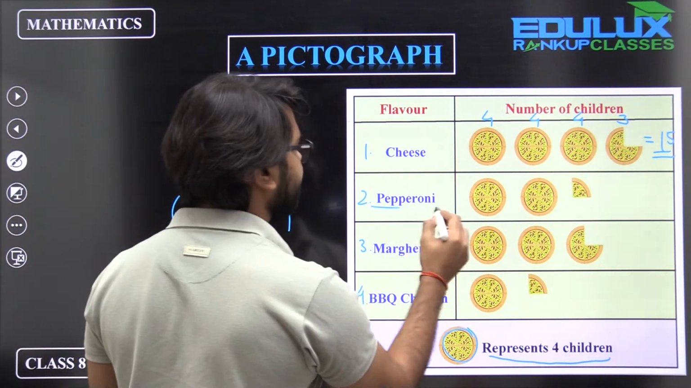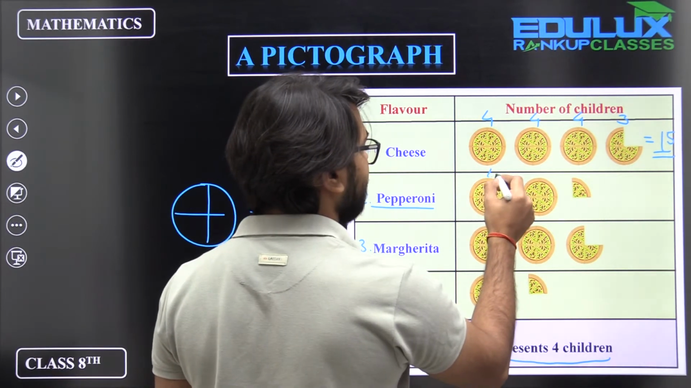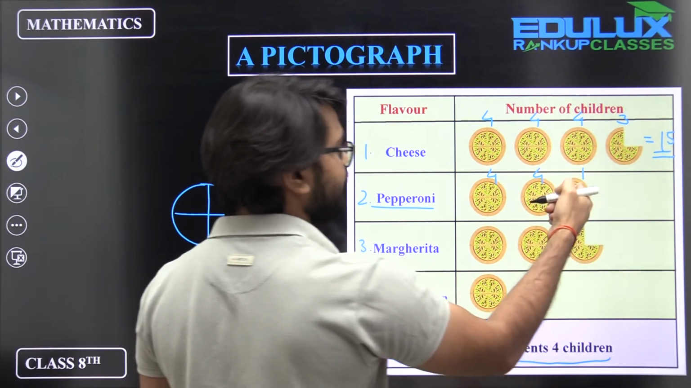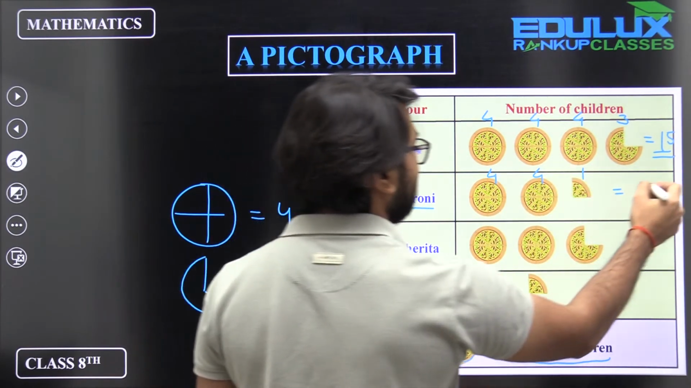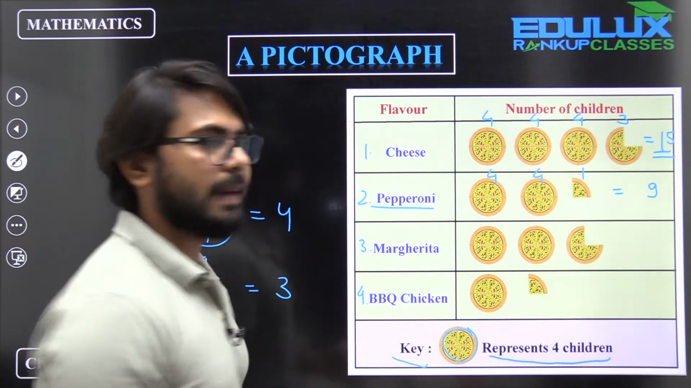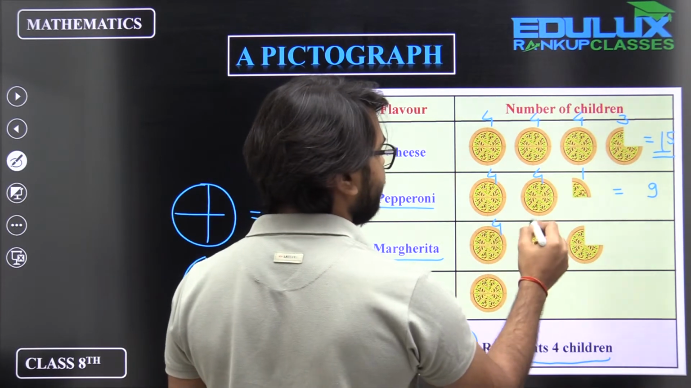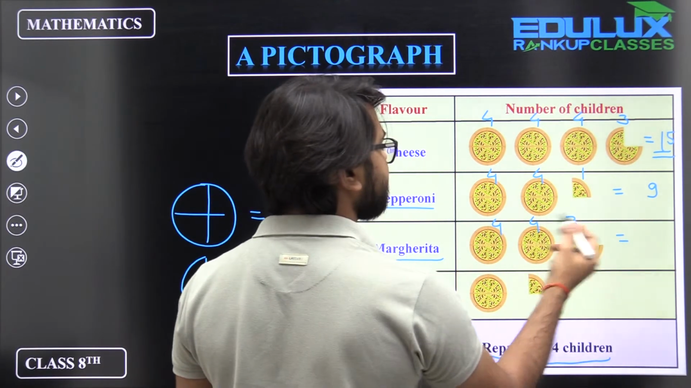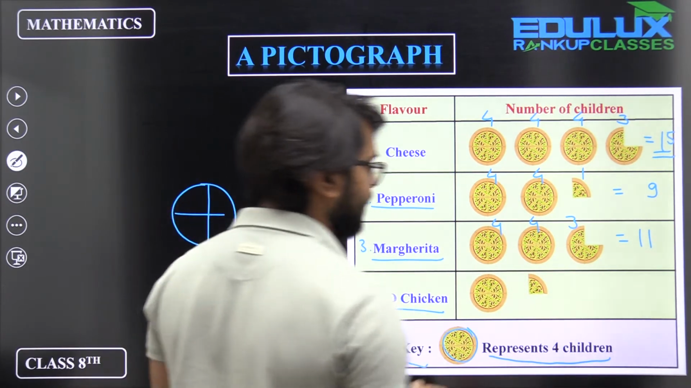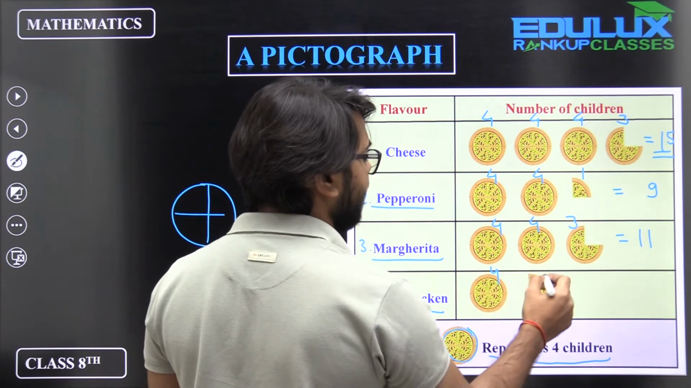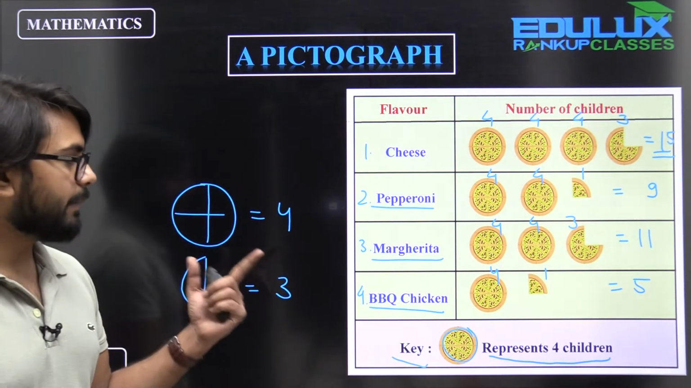Next is pepperoni pizza. The number of children liking this pizza is 4, 4, and 1. This is 1/4 of a pizza, so this is equal to 1 child. So 4 plus 4 plus 1 is equal to 9 children liking the pepperoni pizza. Come to the third one, which is margherita. In this case, you can see 4 children, 4 children, and then 3 children. So 4 plus 4 is 8, plus 3 is 11 children liking the margherita pizza. And last is BBQ chicken. In this case, you can see 4 children and 1 here. So 4 plus 1 is 5 children liking the BBQ chicken.